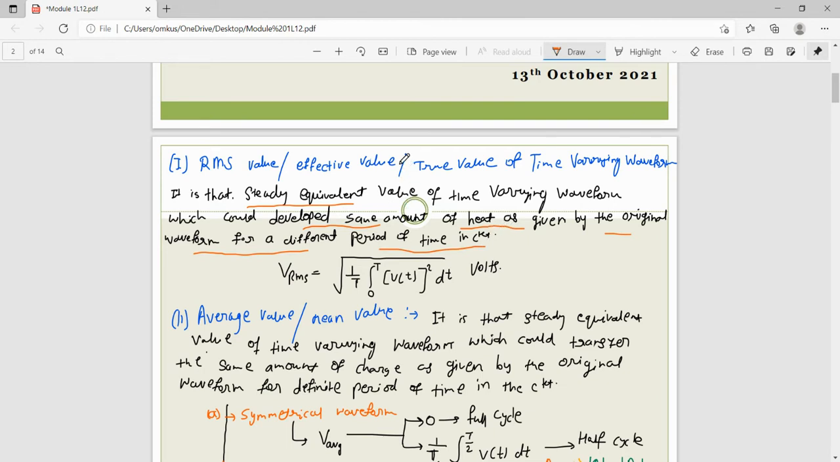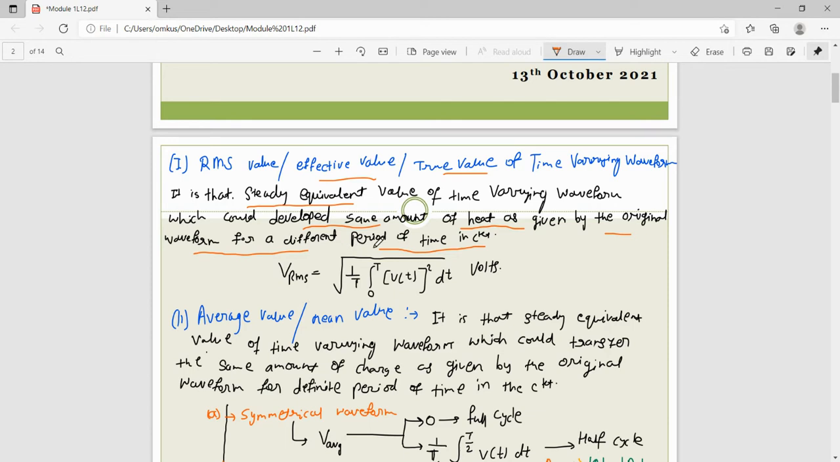Means if a circuit is given to you with an AC source, and the respective waveform of that AC source is given in your question, how do you use that waveform? First of all, you have to calculate the RMS value from that waveform, and use that value for solving the problem. Another name for the RMS value is the effective value or true value of a time varying waveform.